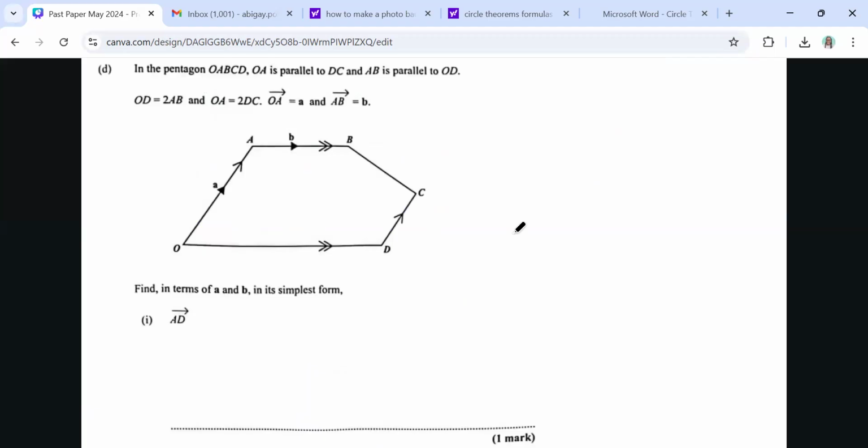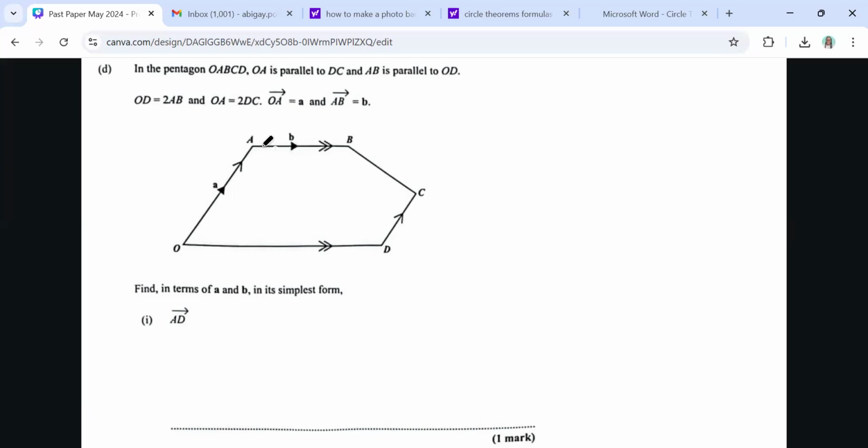All right. In the pentagon OABCD, OA is parallel to DC and AB is parallel to OD. OD is equal to 2AB and OA equal to 2DC. Vector OA equals A and vector AB equals B. So find, in terms of A and B in the simplest form, vector AD.